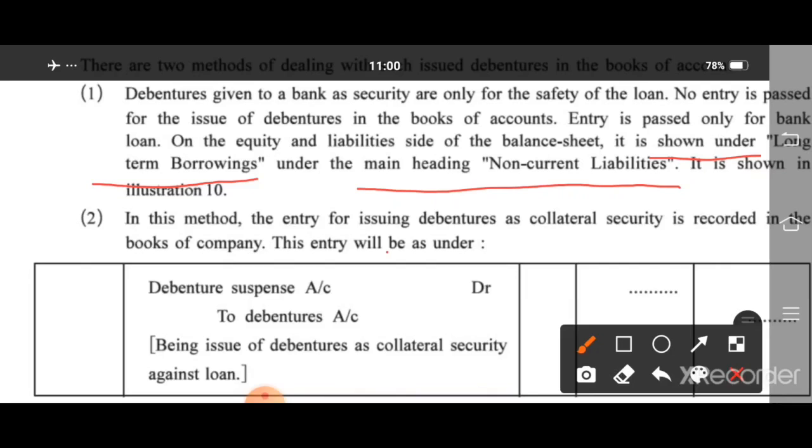This entry will be as under: Debenture suspense account debited, because we are not recording that entry here. So we are going for debenture suspense account debited to debenture account, being issue of debentures as collateral security.